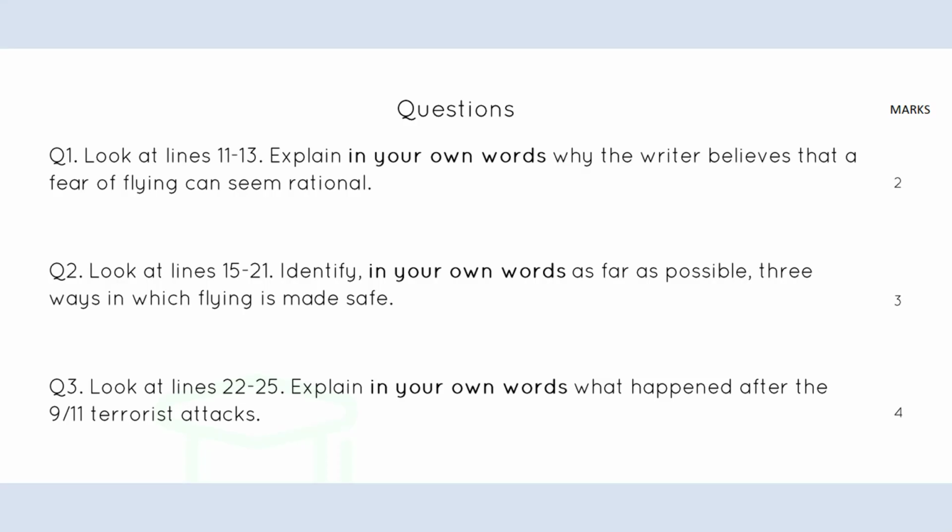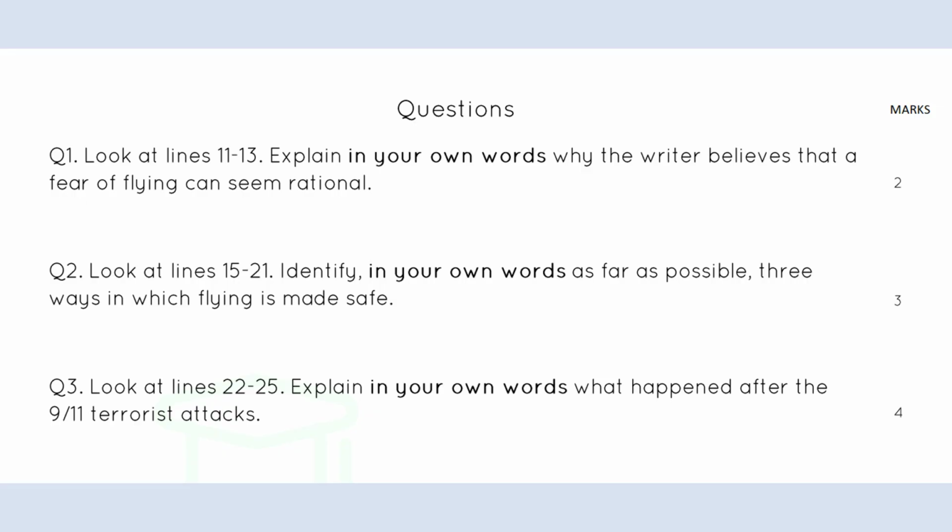Now we'll have a quick look at the questions just so I can help you. There are 3 questions. A couple of important things to look at. It says look at lines 11 to 13 for question 1, lines 15 to 21 for question 2, and lines 22 to 25 for question 3. You must look in those sections. If you give really good answers but they come from outside the correct sections for each question, you won't get any marks. So stay focused in the right areas.